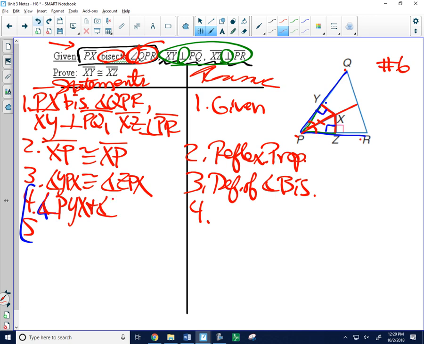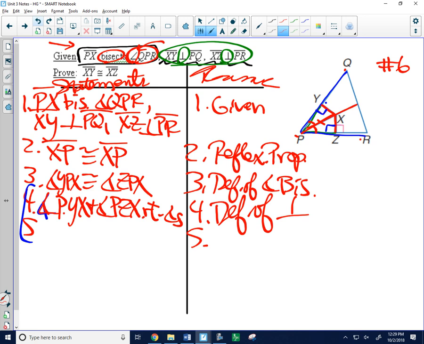Angles PYX and PZX are right angles. That is simply what perpendicular means. So if it's what it means, it's vocab, we write "definition of perpendicular." Then the second step of this process that I said, you say they're congruent. First you say that right angles are formed, then you say that the angles you named are congruent. So angle PYX is congruent to angle PZX.